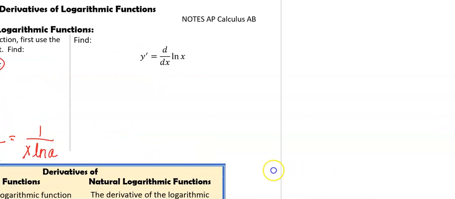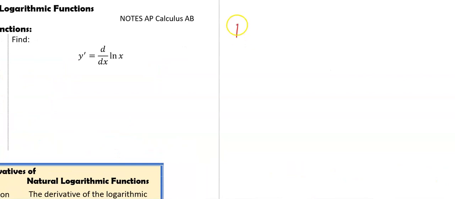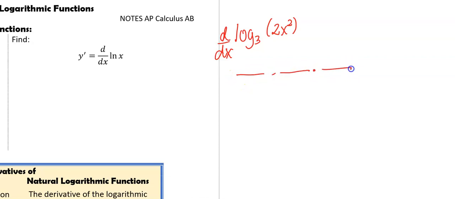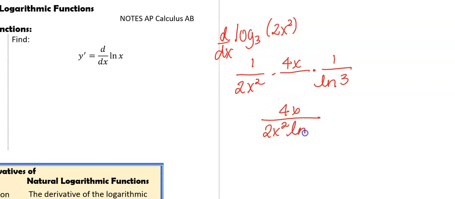All right. What I know is if I need to take log base 3 of 2x squared, what we just found, I think of it as 3 parts. 1 over the inside times the derivative of the inside times 1 over the natural log of our base. Final answer, 4x over 2x squared natural log of 3.